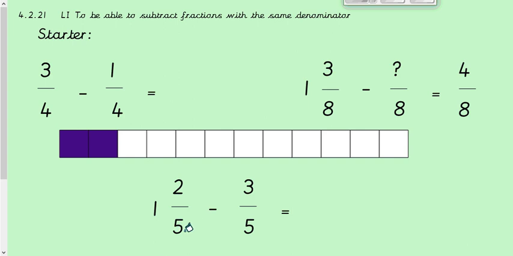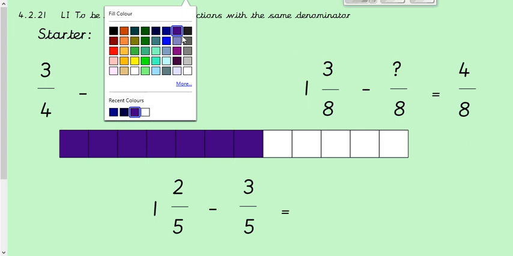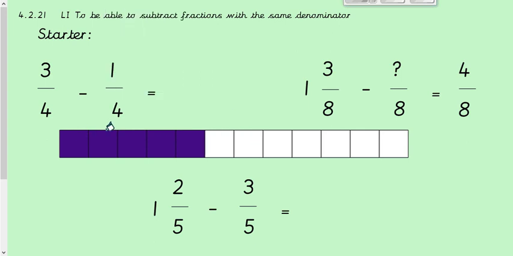Let's look at the next one then. So for this one, we're looking at fifths. So we're assuming that each of these are worth a fifth. And we need to have one whole. So 1, 2, 3, 4, 5. That is going to be one whole because that's 5/5. And then we have 2 extra. And then we just need to take away 2/5. So if we take away 2/5, we are left with 1, 2, 3, 4. So we are left with 4/5.